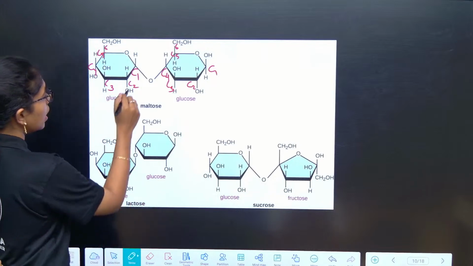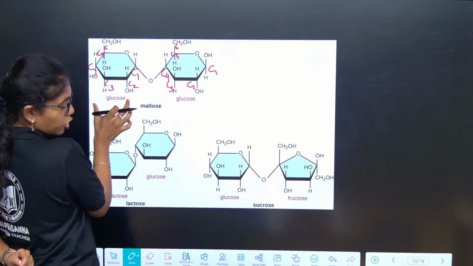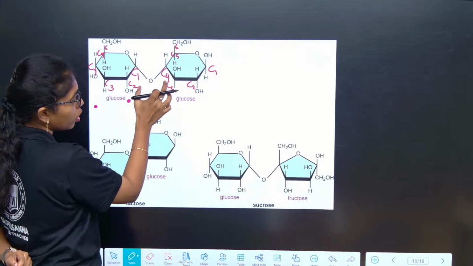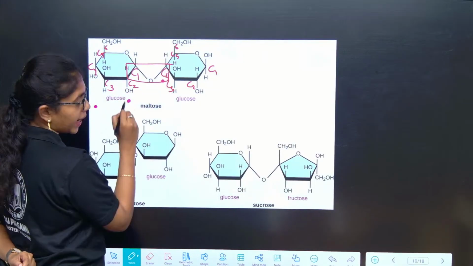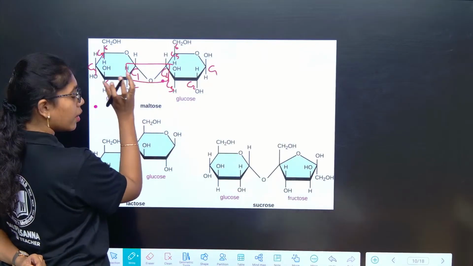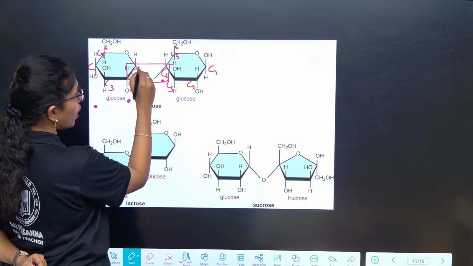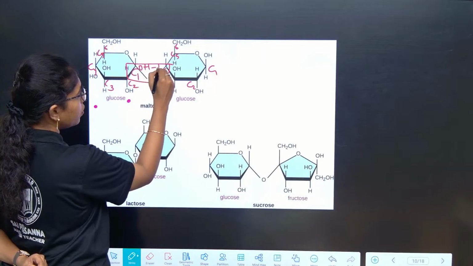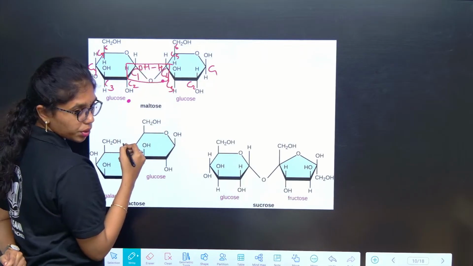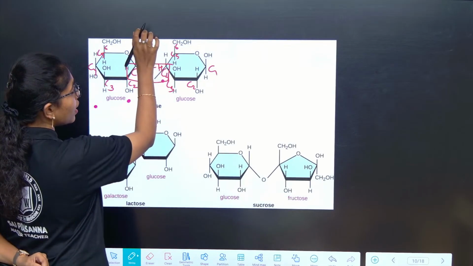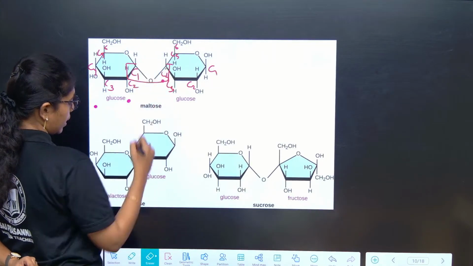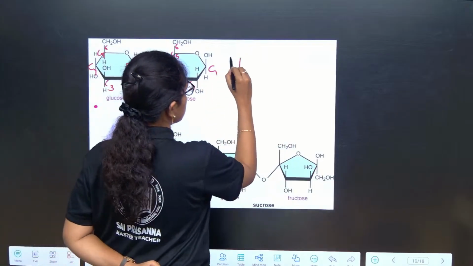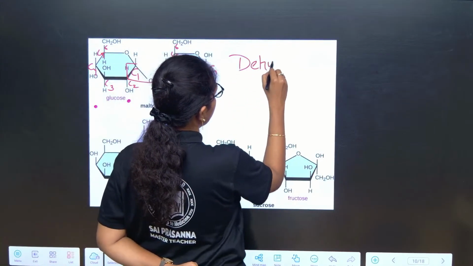Here you see, carbon 1 of this glucose is attached to the 4th carbon of this glucose. This is called as what? Glycosidic bond, wherein you can assume like OH of this is combined to H of this. This will lead to what? Dehydration. Okay, what's happening over here? Dehydration. Yes, H2O is being removed.